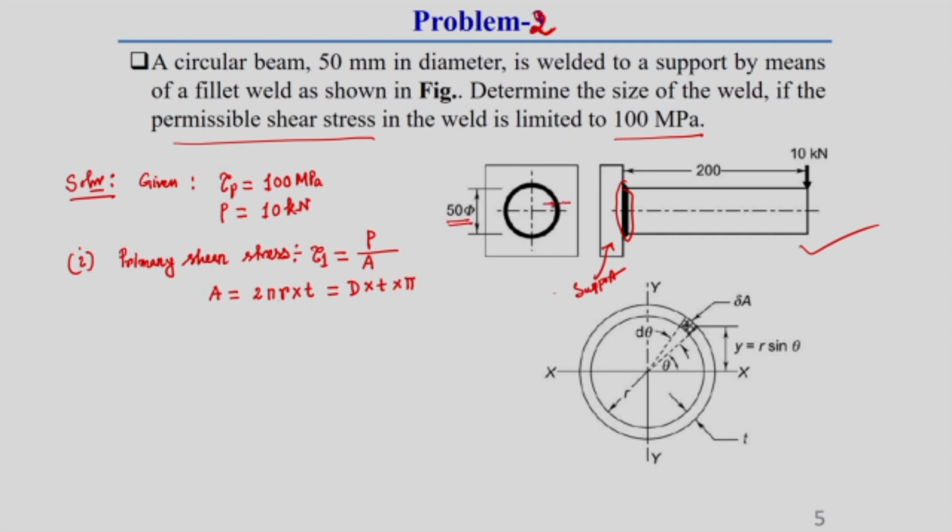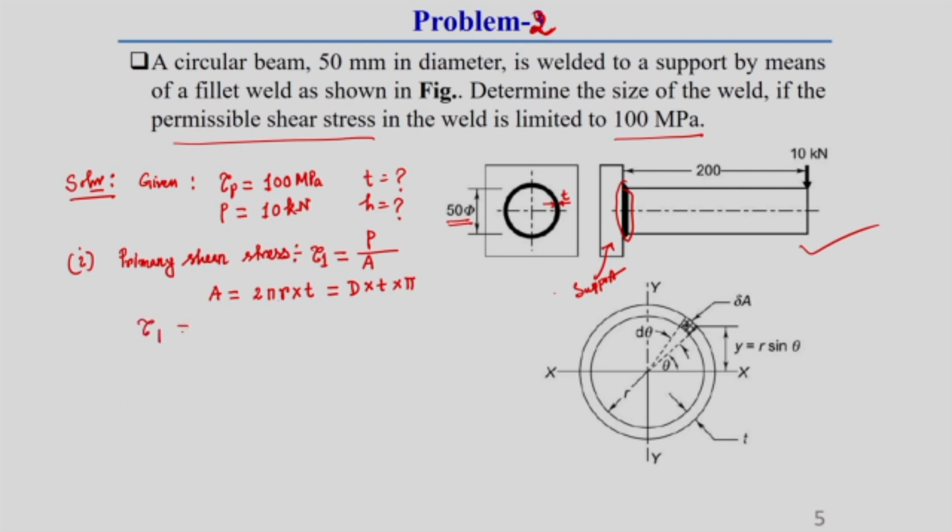Let us consider the throat thickness is T. So, here what are the things we have to find out? We have to find out throat thickness T and leg length. These are the things we have to find out. Here we consider throat thickness is T, which I am showing in this figure, you can see.